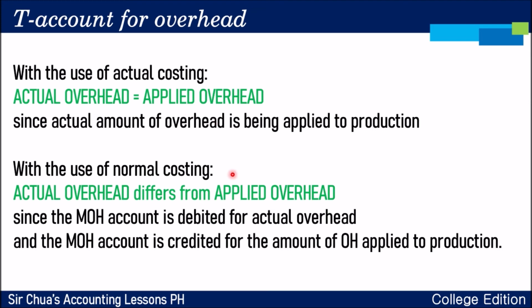Sa normal costing. Actual overhead differs from applied overhead since the MOH account is debited for your actual overhead but the MOH account is credited in the amount of overhead na in-apply nyo po sa production. So, pwede pong sumobra kayo ng application or over-applied overhead or medyo kulang kayo ng na-apply na overhead, under-applied overhead.